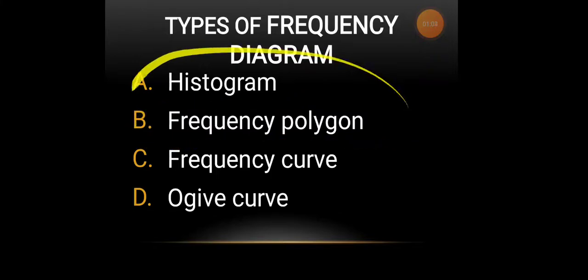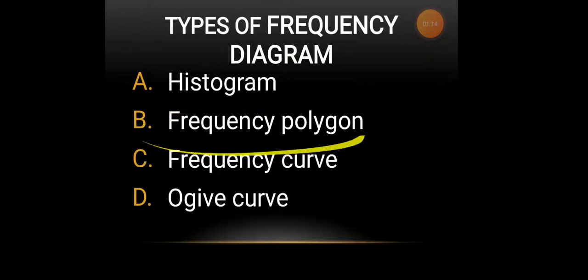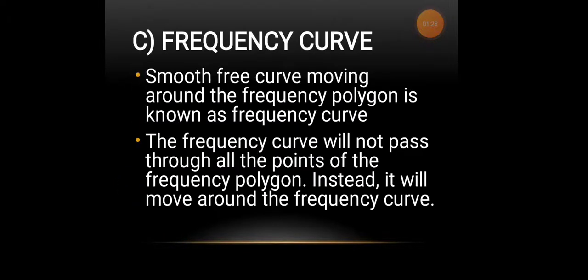So what is a frequency polygon? We first find the histogram and later on we find the frequency polygon, by finding the midpoints of the histogram. Now what does a frequency curve tell us? Whatever midpoint you have taken, you used to draw a line. But the frequency curve is the smooth free curve which goes around the frequency polygon. The frequency curve will not pass through all the points of the frequency polygon.